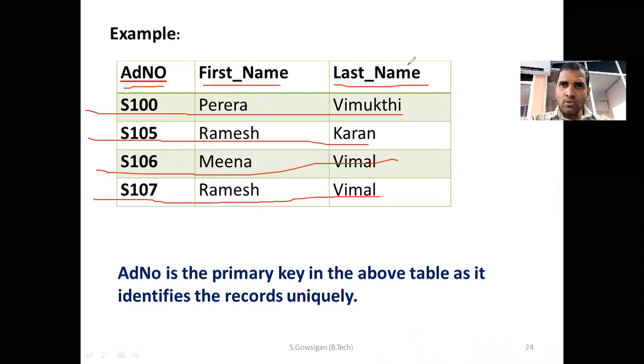So what's the conclusion? I cannot identify a particular person using name. I cannot identify a particular person using address. I cannot identify a person using age. But I could identify a person using admission number. Have you understood? Now come to the point, right? Listen to me. Come here.